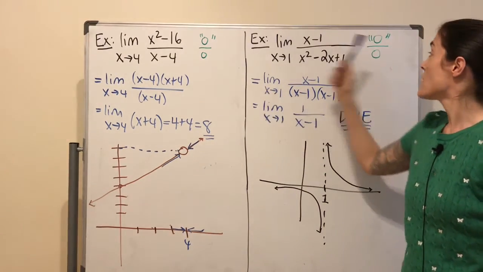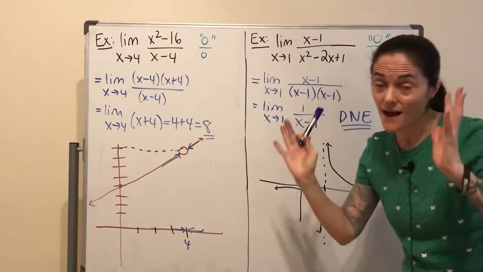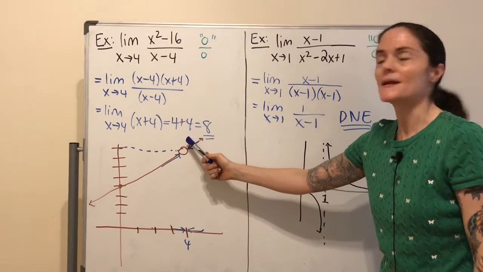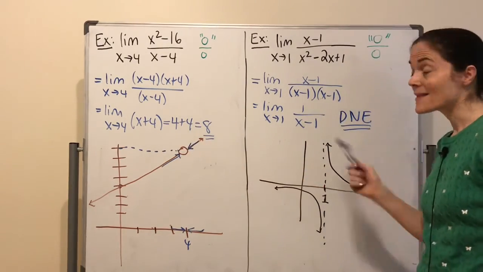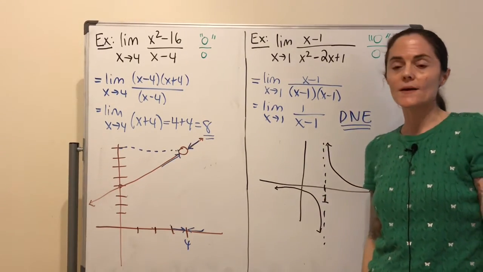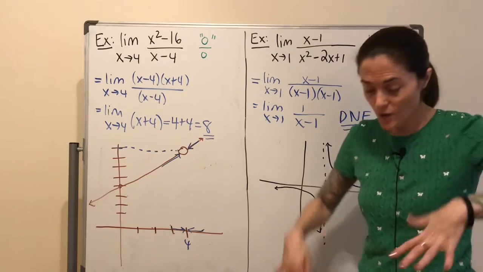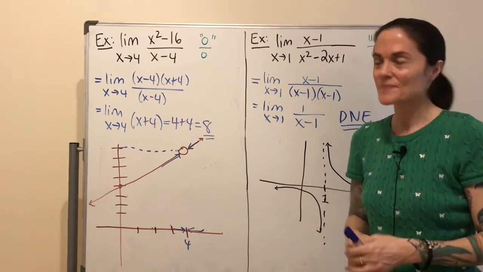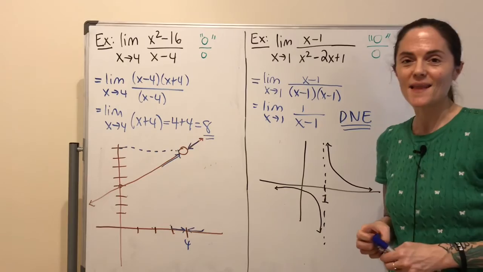Let me repeat, because this is important. 0 over 0, 0 over 0. Both times, in one of them the limit existed. In one of them, the limit didn't exist. So don't just stop if you get 0 over 0 and think that you know what's going to happen. You have to do more work to figure out what's going on with the limit.